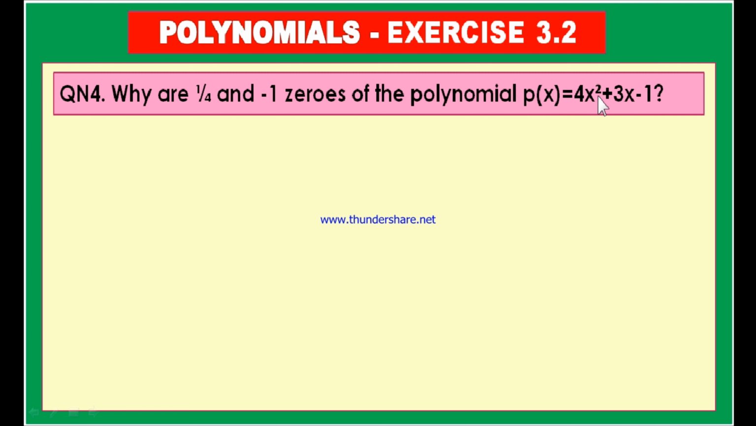Here we have given a polynomial of second degree, 4x square plus 3x minus 1. And we have to check whether 1 by 4 is the 0 of this and whether minus 1 is the 0 of this polynomial. You please recollect what is meant by 0 of a polynomial. The 0 of the polynomial is nothing but the value of the variable for which the total polynomial value becomes 0. For what values of the variables the total polynomial becomes 0 are called zeros of the polynomial.